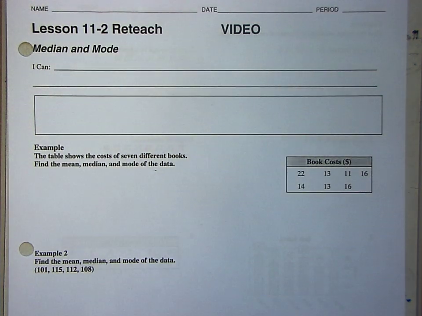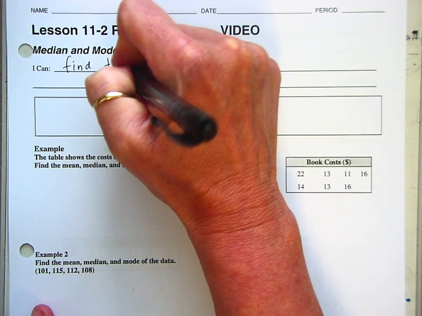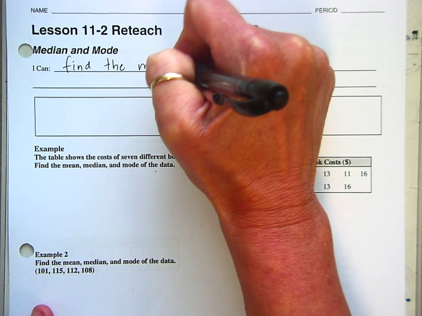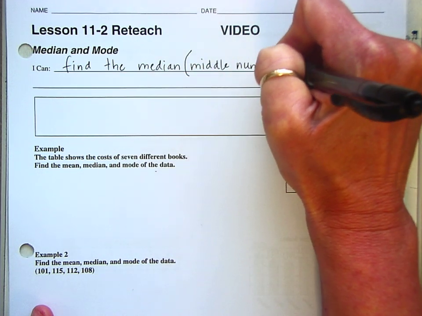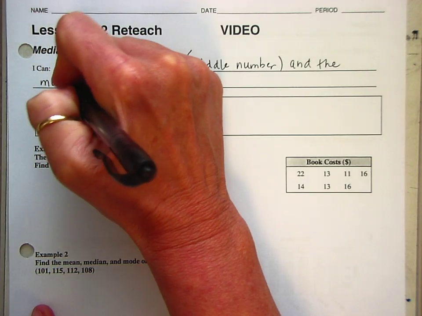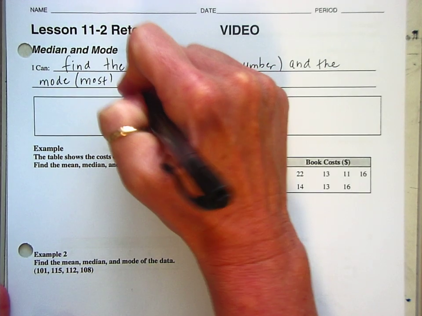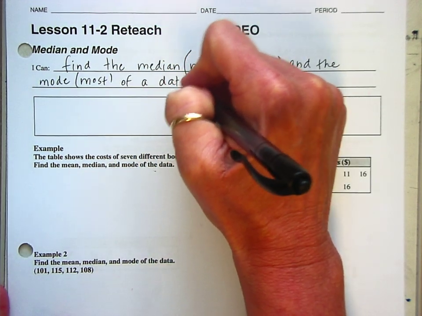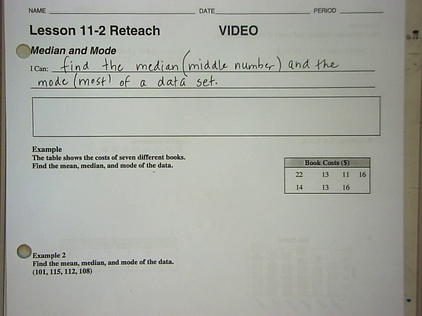All right, sixth graders, we are into Chapter 11, Section 2, and we're going to talk today about median and mode. I can find the median, middle number, and the mode, most, of a data set.